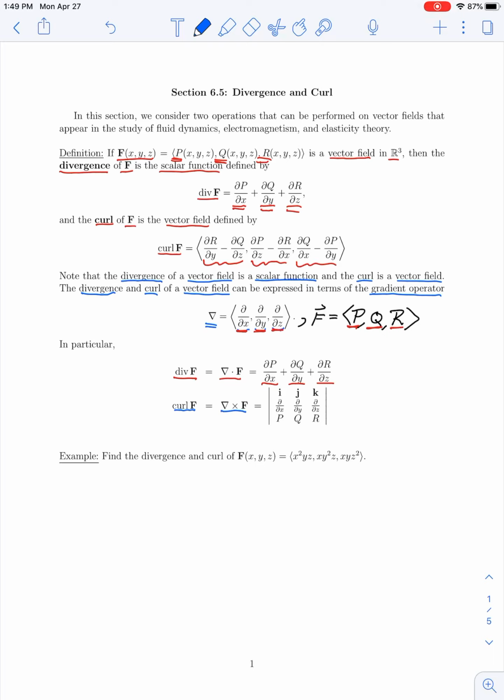3x3 matrix where our first row consists of the standard basis vectors i, j, and k. Our second row would contain the components of the first vector, that is the gradient operator, so these partial derivatives with respect to x, y, and z. And our last row contains the elements of the function f, or the vector f. In this case, the component functions were P, Q, and R.